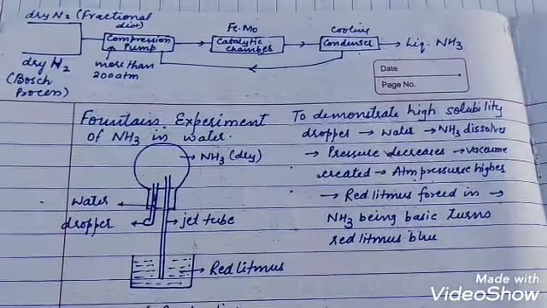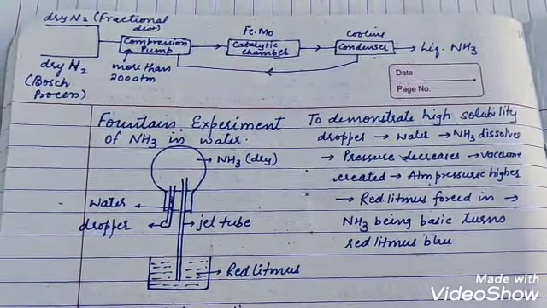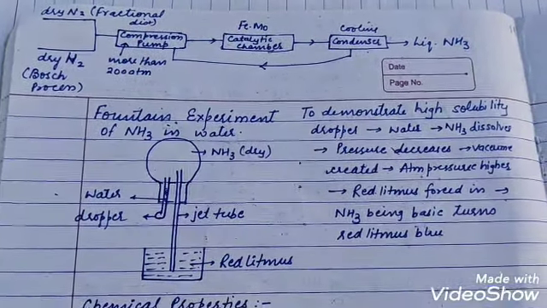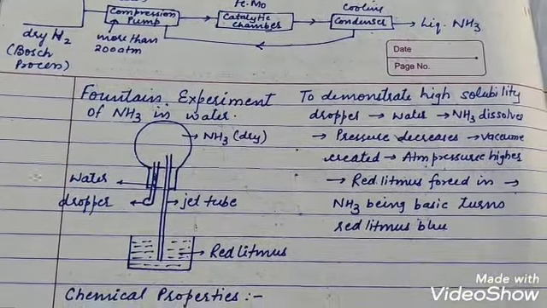Next, low temperature favors the reaction. Why does low temperature favor the reaction? Because this reaction is exothermic, that is why low temperature favors this reaction.